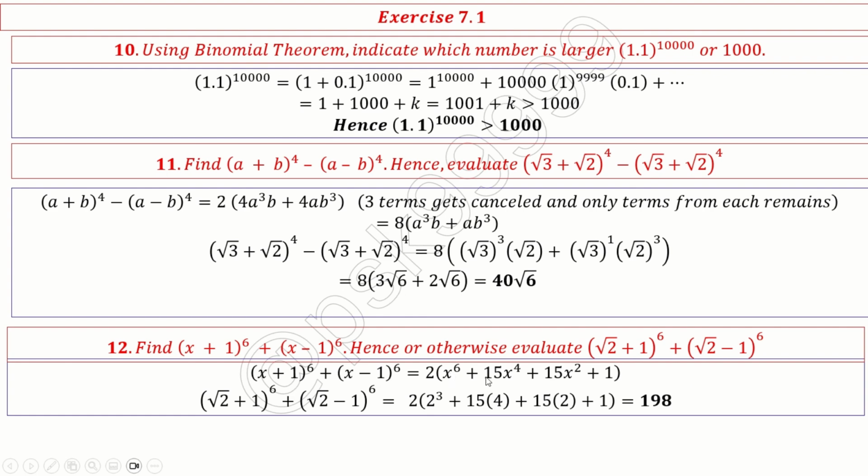First term is x power 6. Third term is 15 times x power 4. Fifth term is 15 times x square, then seventh term is 1. Now substitute the values, you'll get 198. This is the answer.